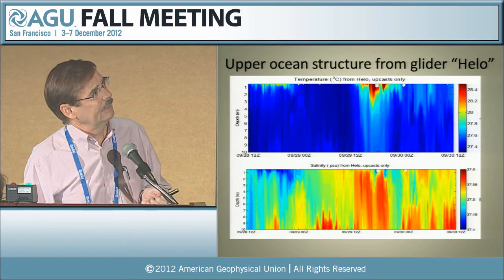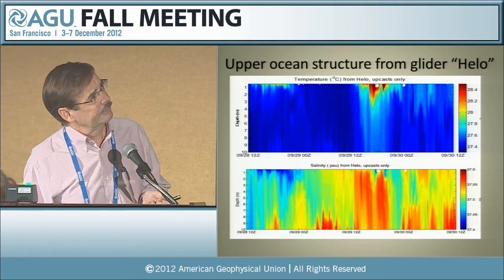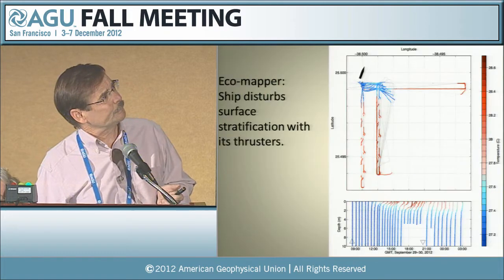Here's an upper ocean structure over 2 days from one of the gliders, the turbulence glider. It's making pretty frequent repeat profiles. This is the upper 10 meters. Here's one of these diurnal warm events in the afternoon, and that's when we're getting the highest salinity.